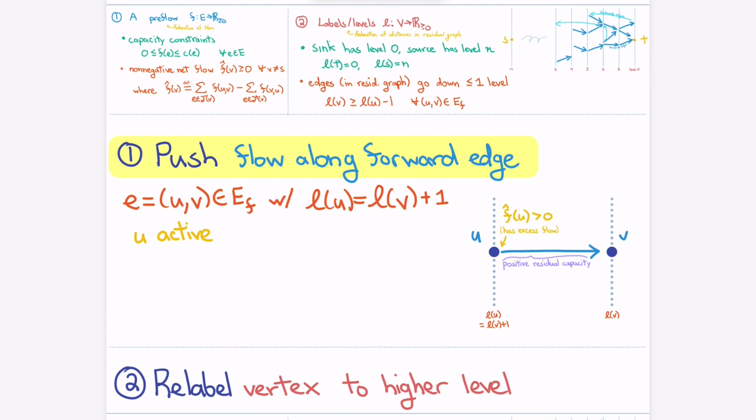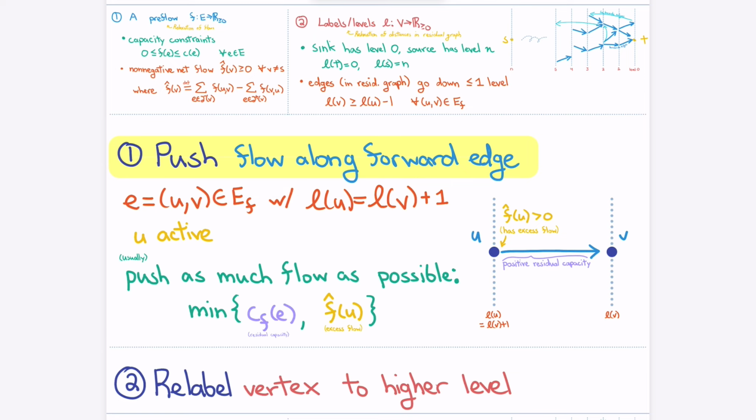Okay, so here are the two operations. I guess what I did physically, I've also written out. So, in the picture, you have this vertex U. It has too much flow. You find a forward edge. You push it to V.